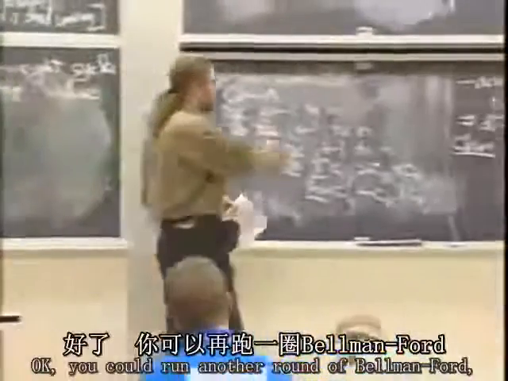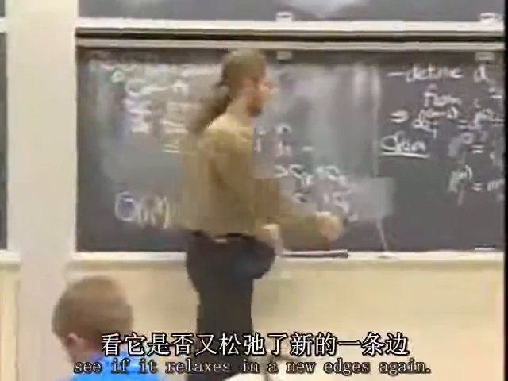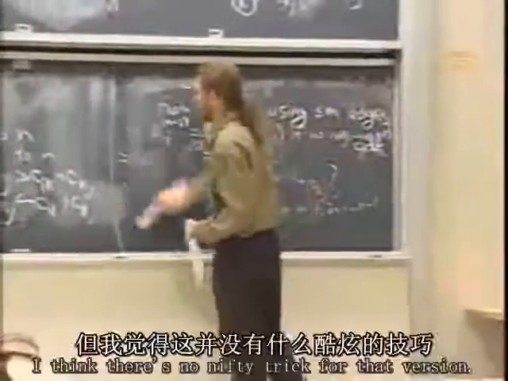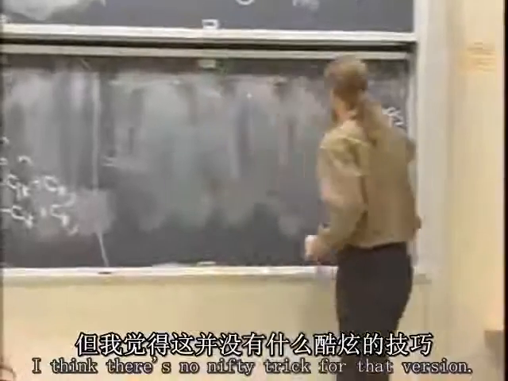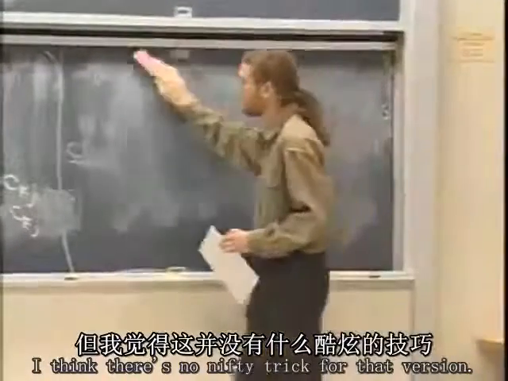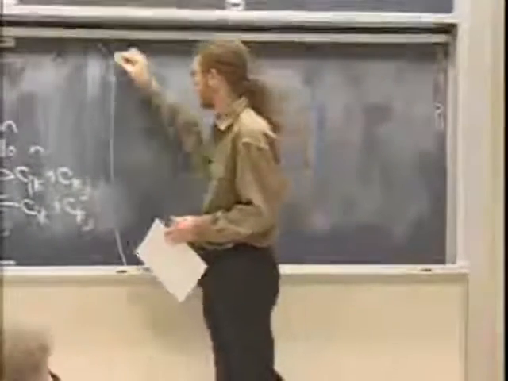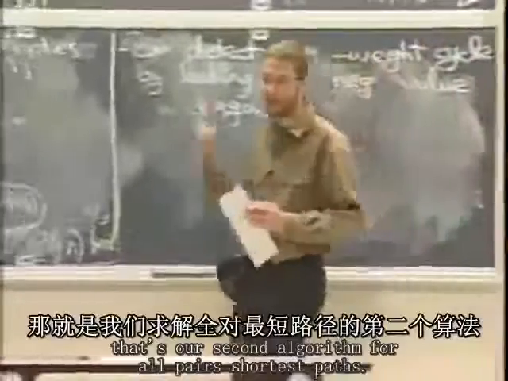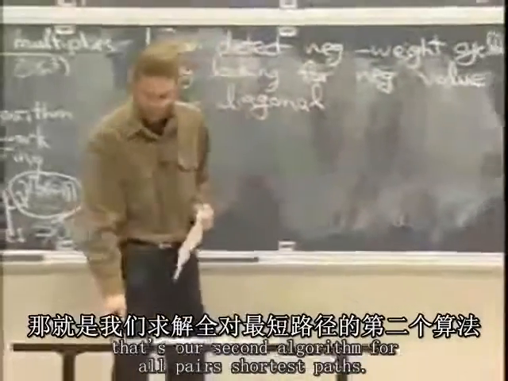Okay, you could run another round of Bellman-Ford, see if it relaxes any new edges again. For example, I think there's no nifty trick for that version. Okay, and that's our second algorithm for all pairs shortest paths.